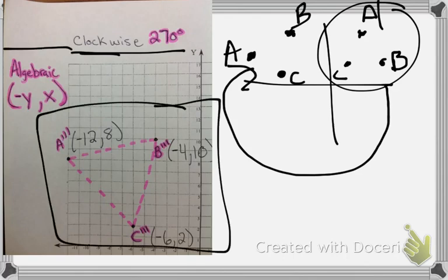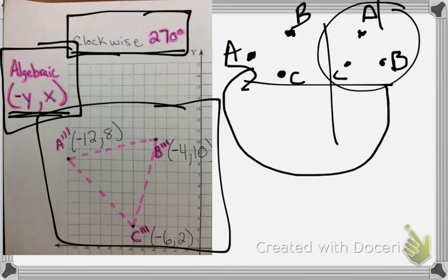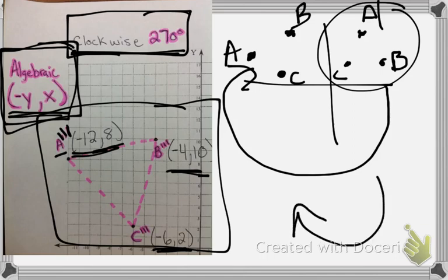Okay? Most important part is make sure you have that algebraic representation of a clockwise rotation of 270 degrees. Your new points, make sure you have all your points labeled. Okay, I put on here a triple prime because I've rotated it 3 times. I didn't want you to get confused. I rotated it 90, I rotated it 180, and now the 270.